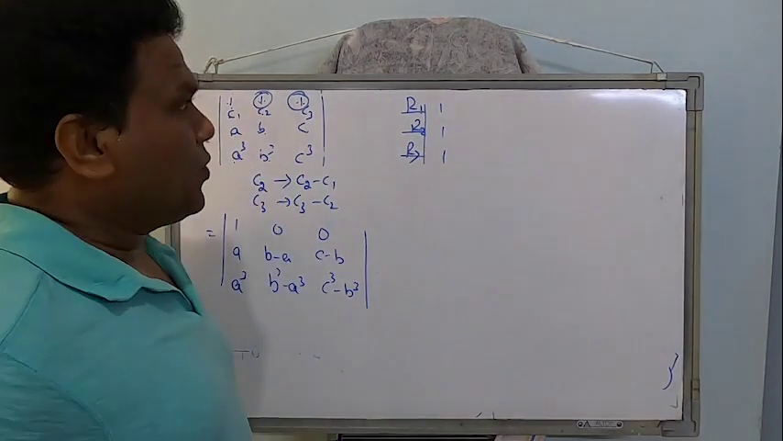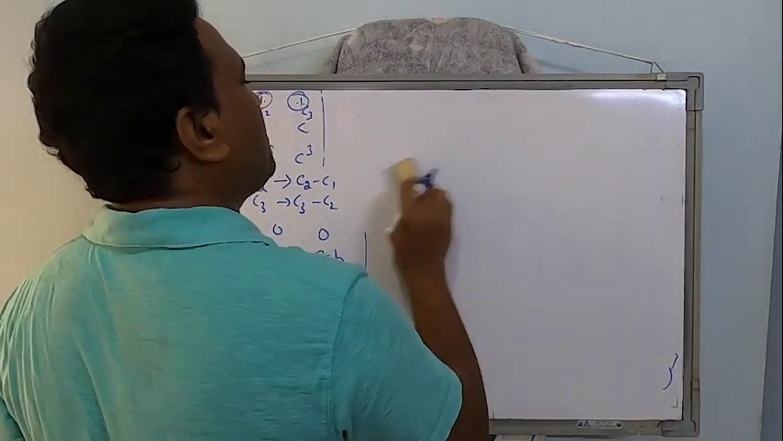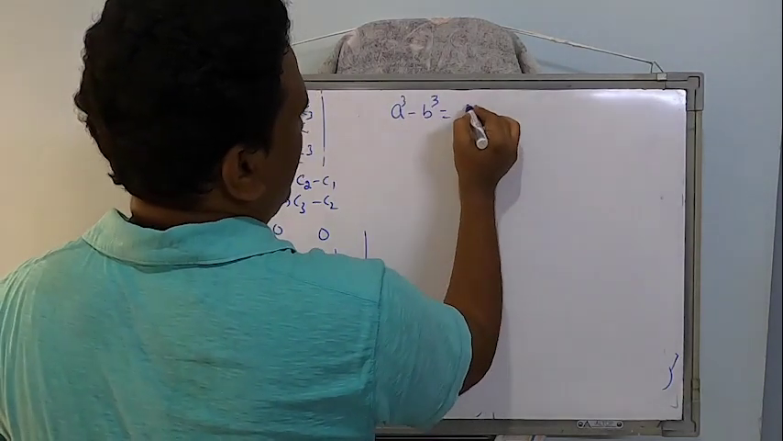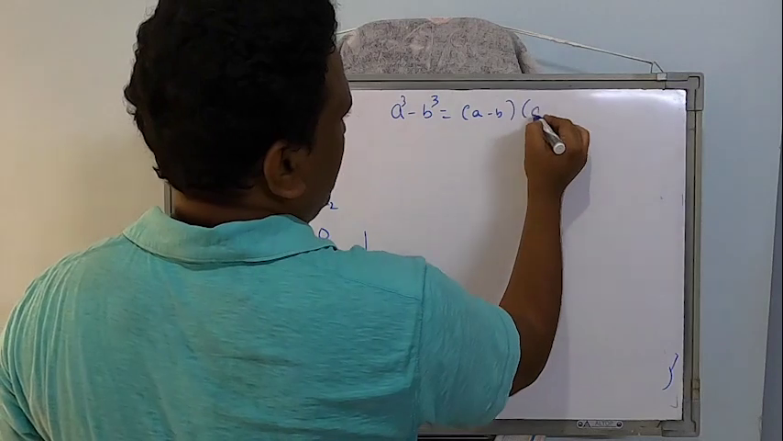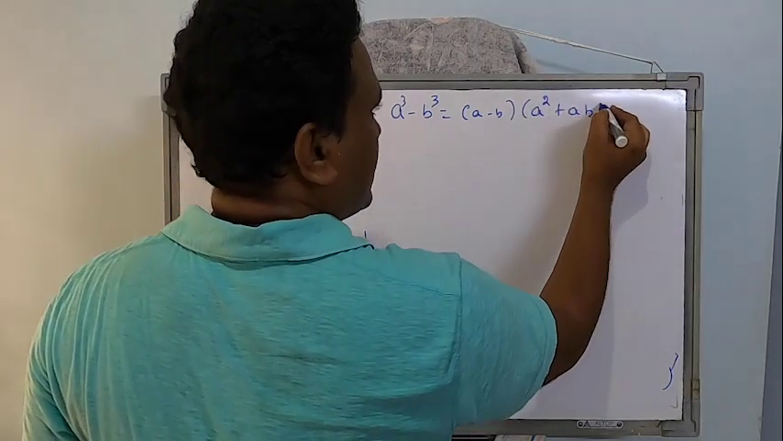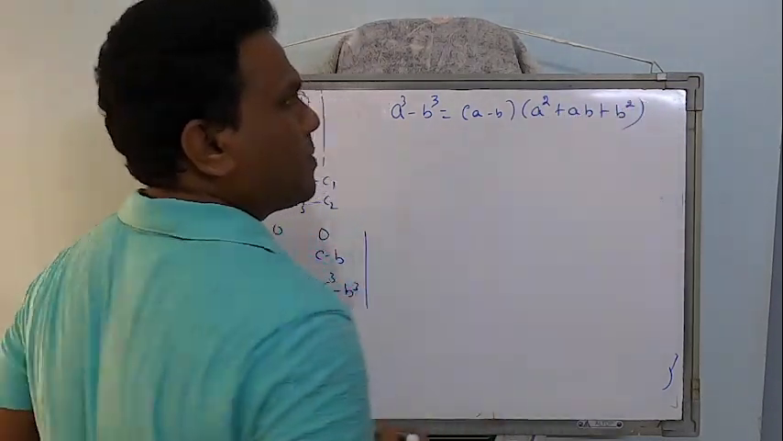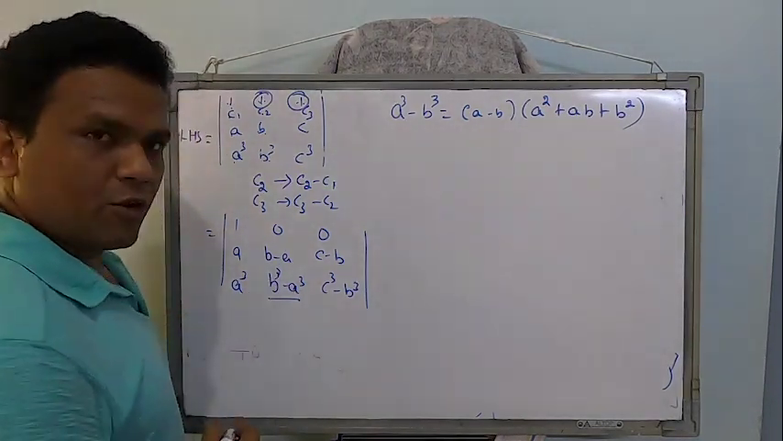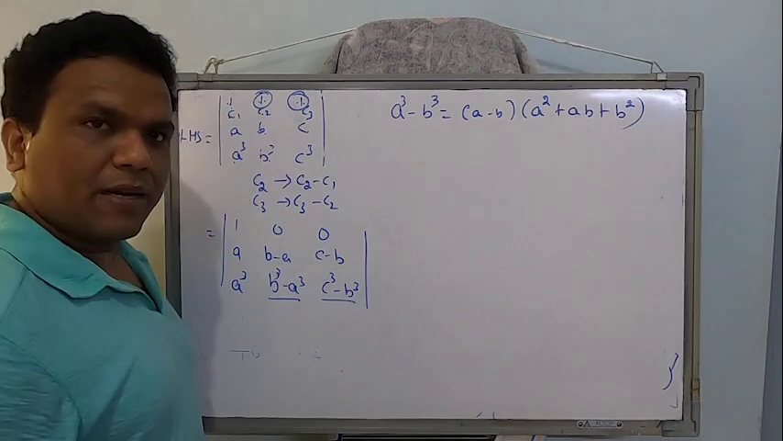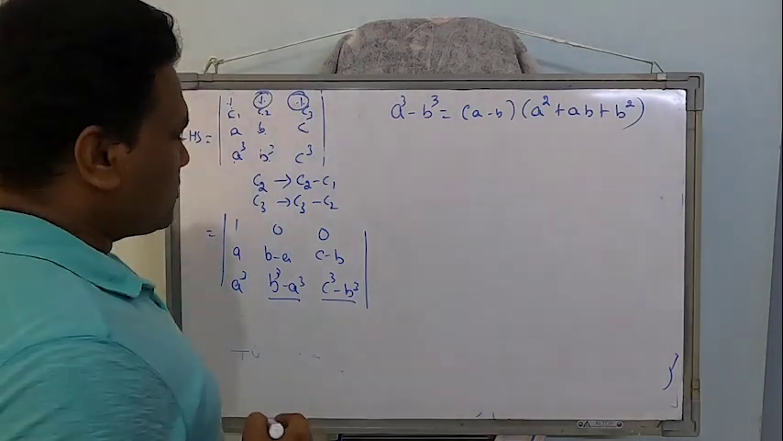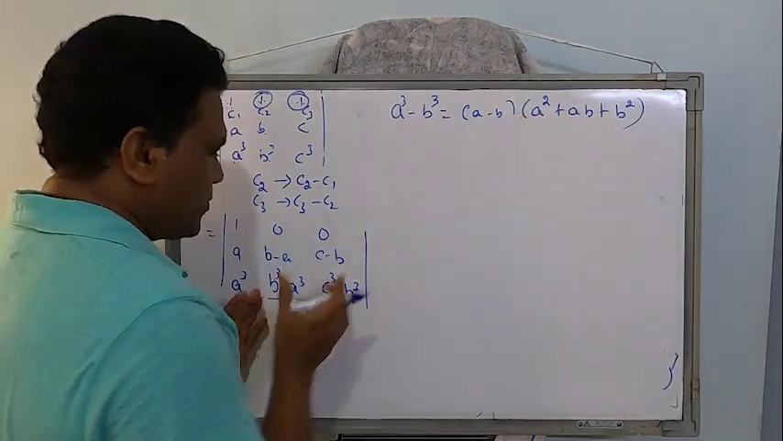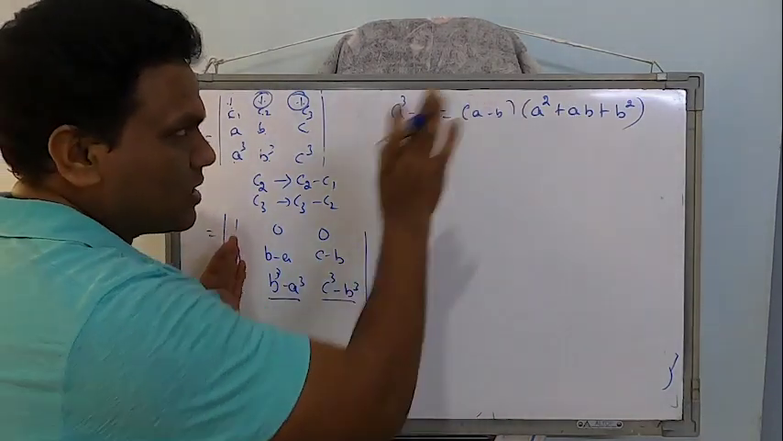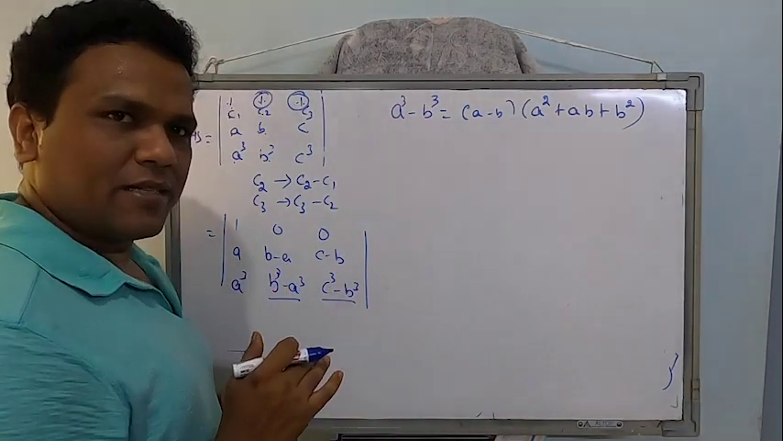Now to continue, you should remember one formula. What is the formula of A cube minus B cube? It is given by A minus B multiplied by A square plus AB plus B square. So just remember this formula. Okay. So we have a term of B cube minus A cube here, and a term of C cube minus B cube. Now to write this much inside the determinant is a big thing. You have to write such a bigger one, right? So just remember the formula, don't show it inside the determinant.